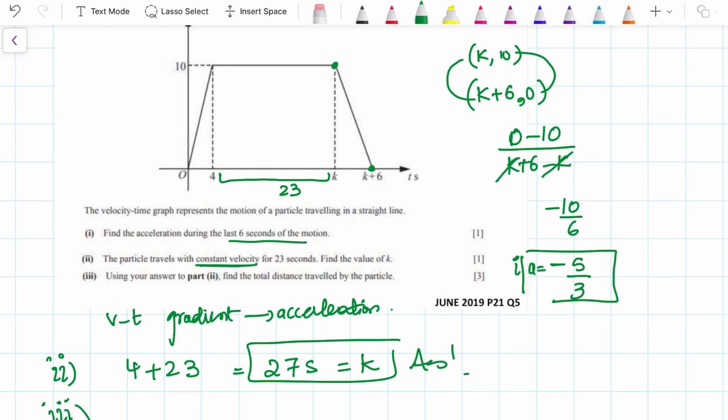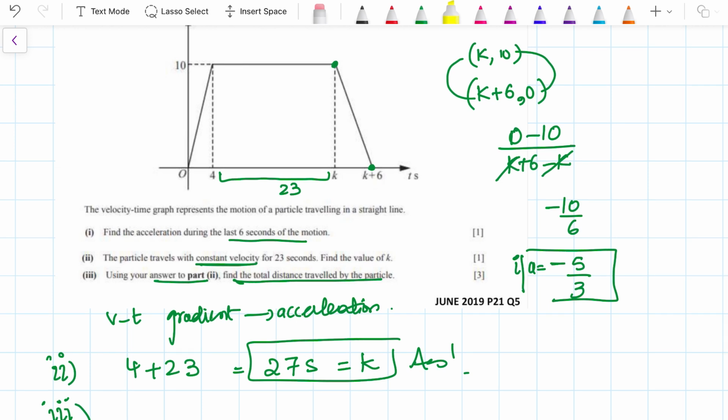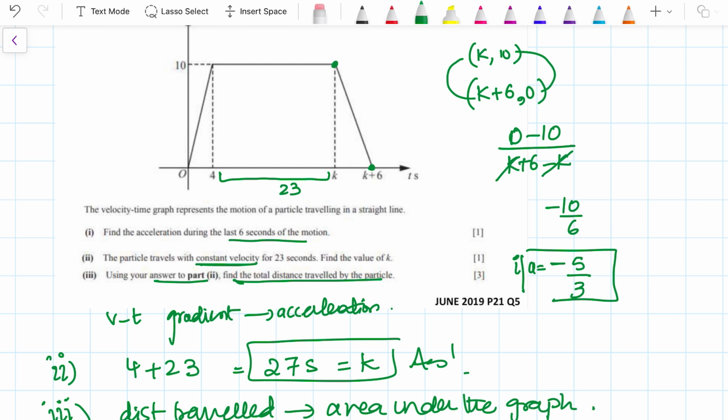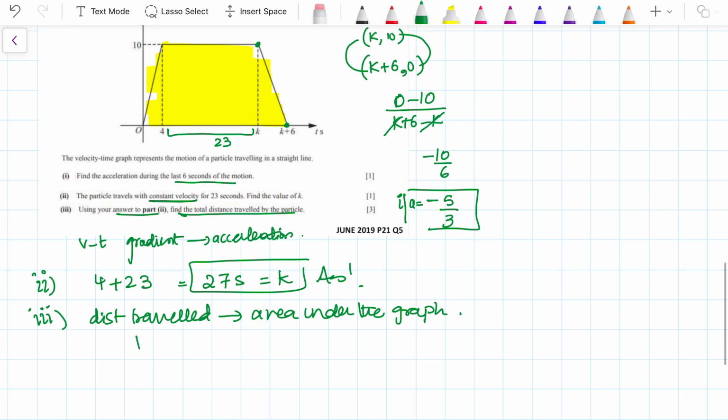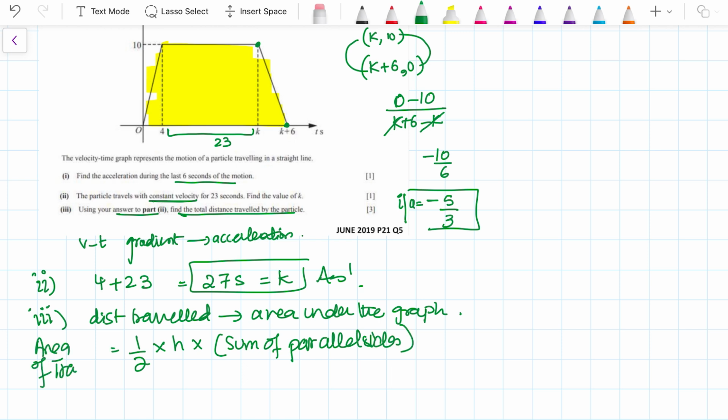Part 3. Using your answer to part 2, find the total distance traveled by the particle. So the distance traveled is the area under the graph. So I can see this entire figure is a trapezium. So I will apply the trapezium formula, which is half into height into sum of parallel sides. This is the area of trapezium.